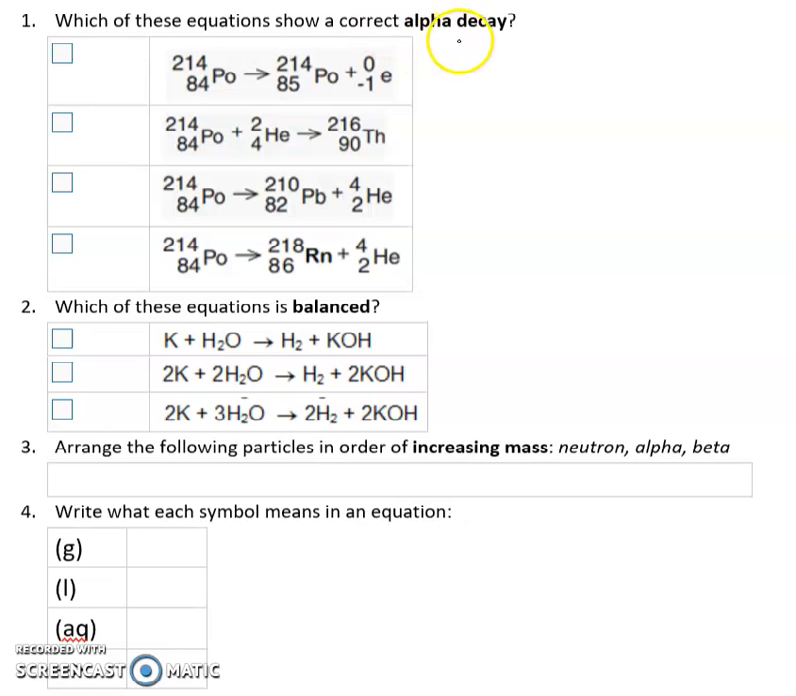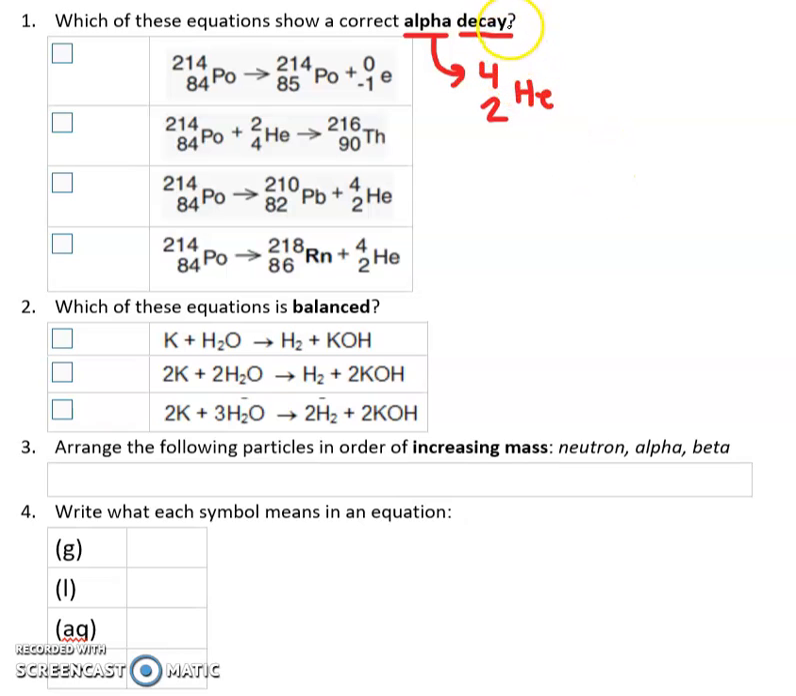Okay, so for number one, we need to know two things. We need to know what the heck an alpha particle is and what decay means for us. So an alpha particle, like we saw when we were looking at nuclear reactions, looks like this. It has a mass number of 4 and an atomic number of 2 with the element symbol He for helium.